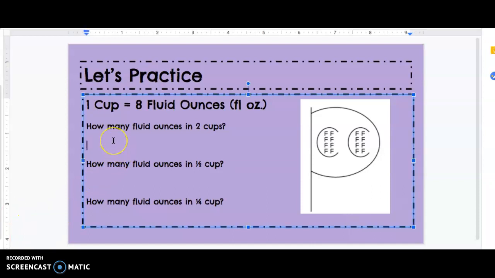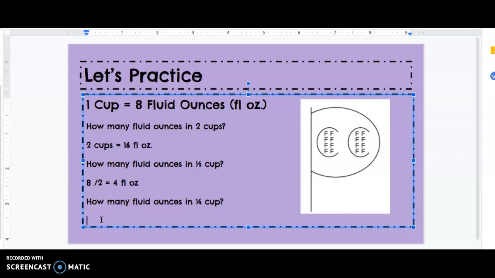Okay, so I know that if 1 cup is 8 fluid ounces, then 2 cups would have to be double 8, which would make 16 fluid ounces. When it says how many fluid ounces are in half a cup, if I know that 1 cup is 8 fluid ounces, to find half of that, I would have to divide 8 in half, which would get me 4. So 1/2 cup is equal to 4 fluid ounces.